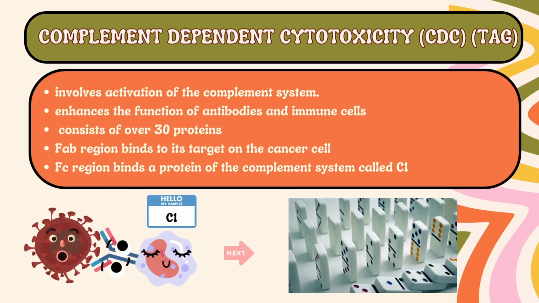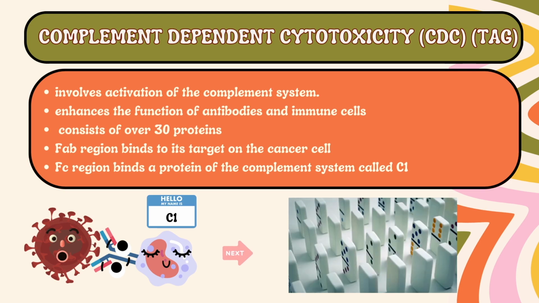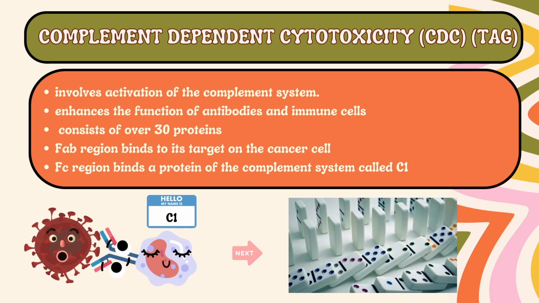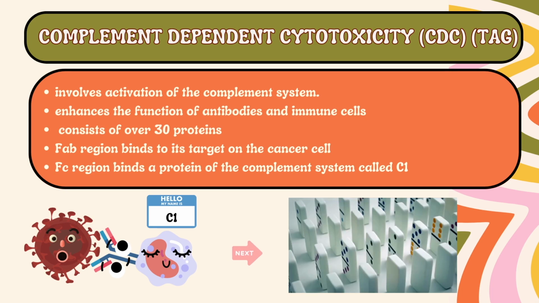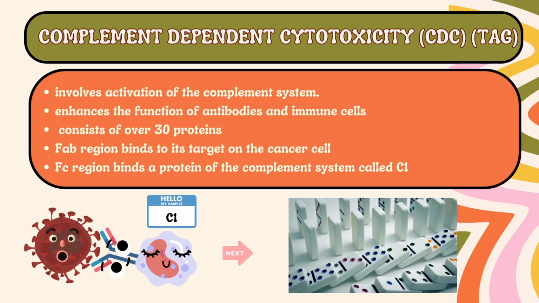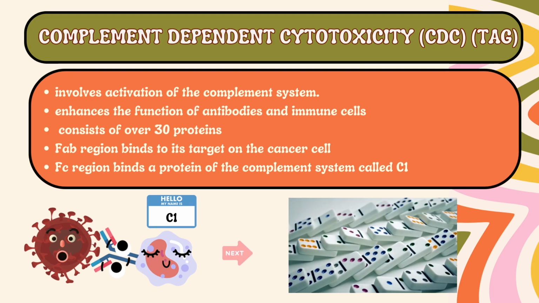One mechanism MABs use to tag a cancer cell is called complement-dependent cytotoxicity, CDC. It is an activation of the complement system. So once the antibody is attached to the cancer cell with the FAB region, the FC region will be bound with a protein called C1. C1 is the first piece of the domino. Once it's kick-started, it won't stop until it's fully activated.